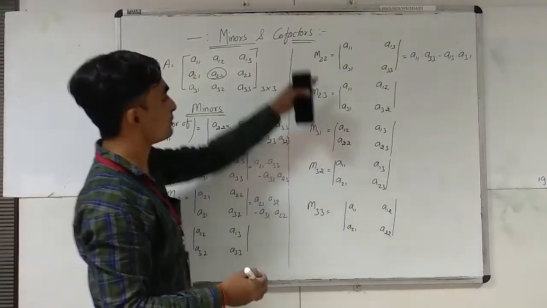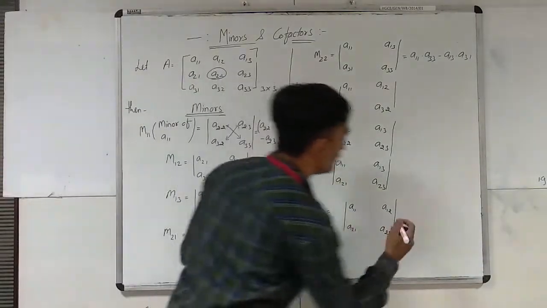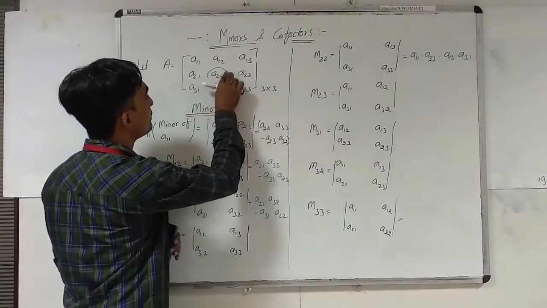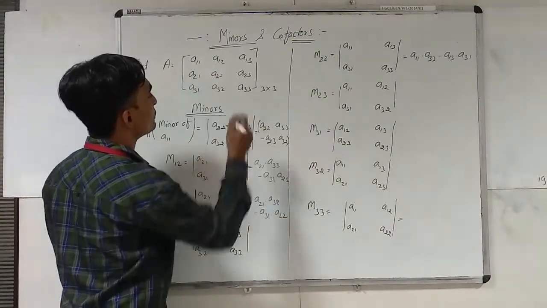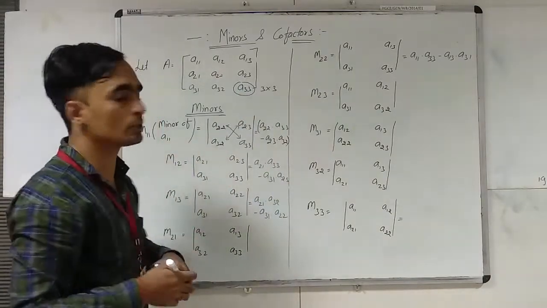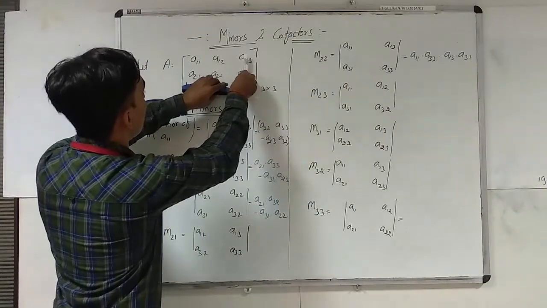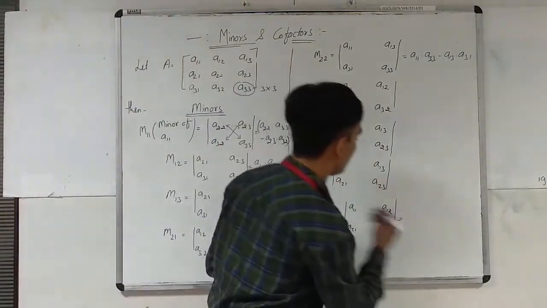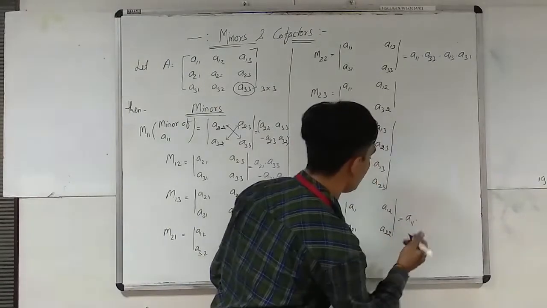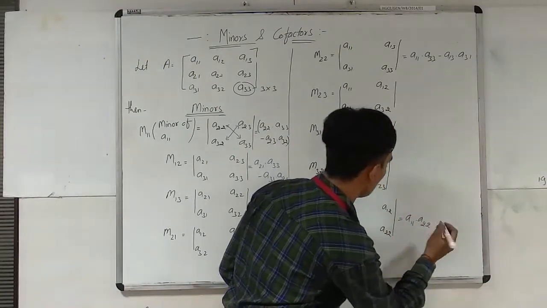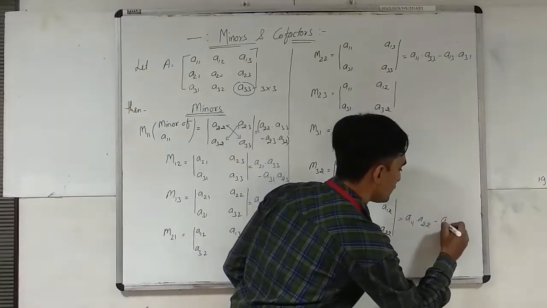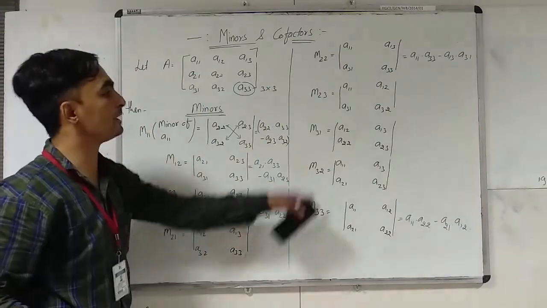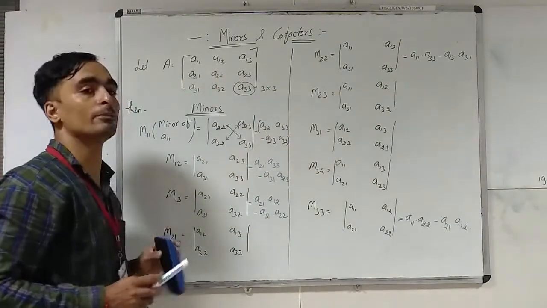Same way, continue the process. Last one, what will happen? M33. So here, neglect third row and third column. So entries are A11, A12, A21 and A22, and you can solve this by A11 into A22 minus A21 into A12. This way you can find minors of the given matrix.